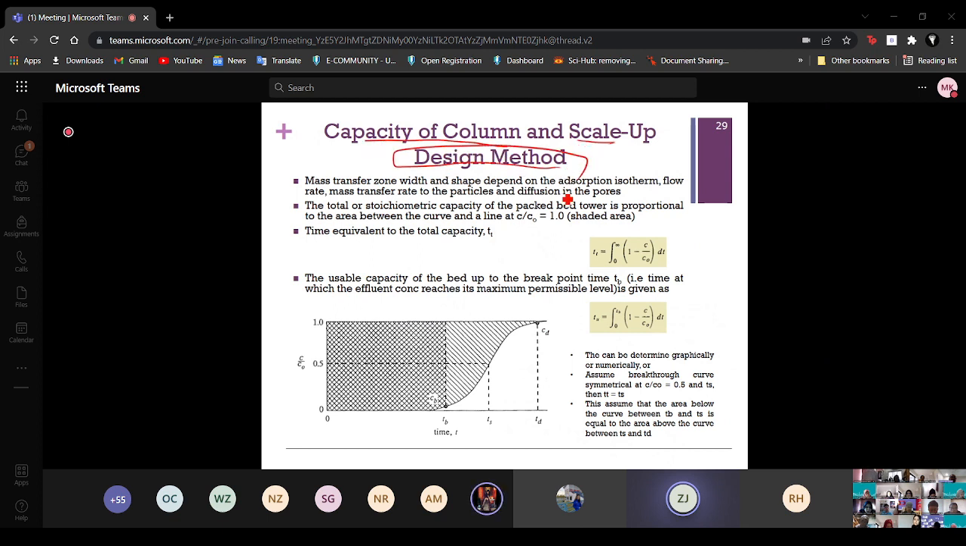So how do you scale up? Let's say you do an experiment at a small lab scale, and later on you want to scale up to a bigger one. For adsorption, it's very easy to scale up. It's a direct scaling-up concept.